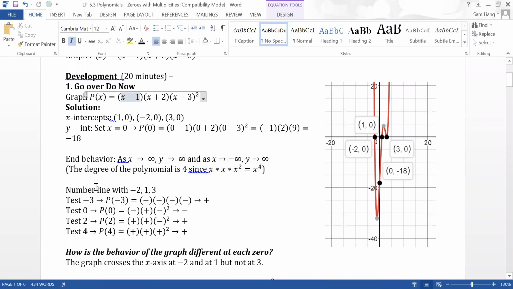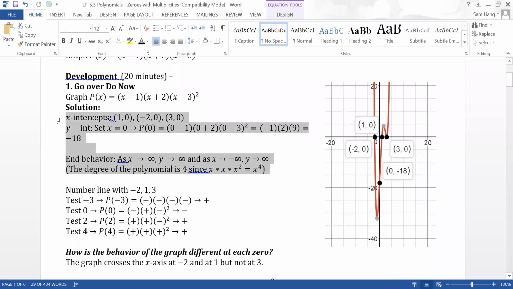Okay, and then, well, let me pause here. So make sure you have that in your notes, and then from there I'll draw the number line.